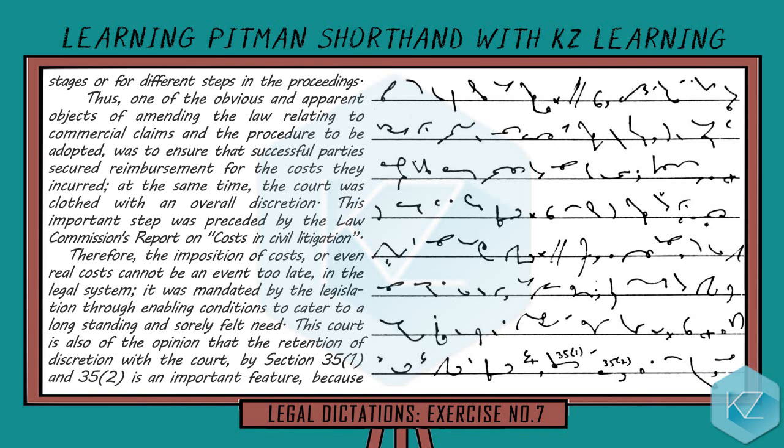Thus, one of the obvious and apparent objects of amending the law relating to commercial claims and the procedure to be adopted was to ensure that successful parties secured reimbursement for the cost they incurred. At the same time, the court was clothed with an overall discretion.